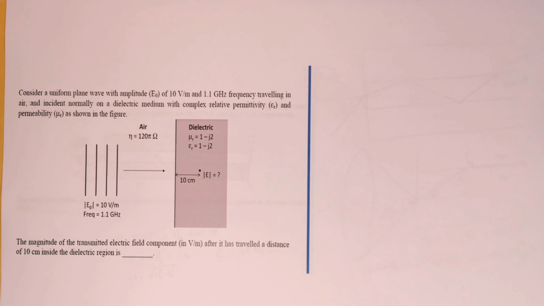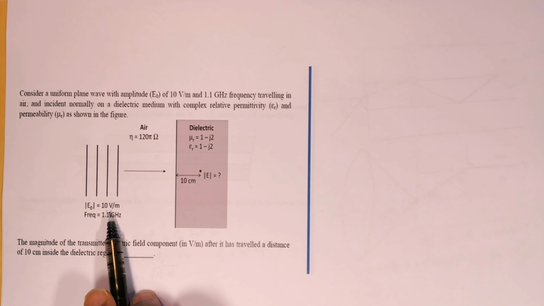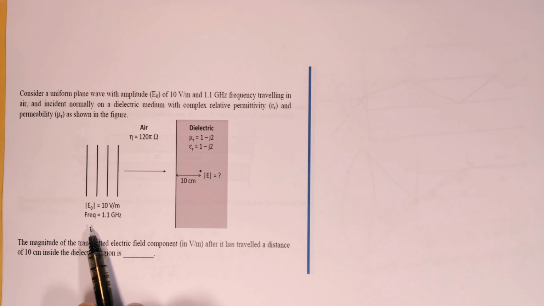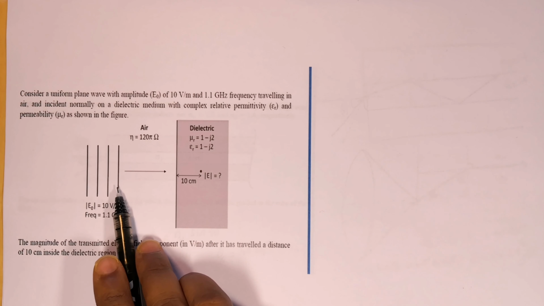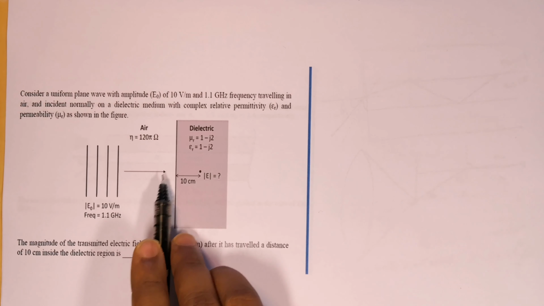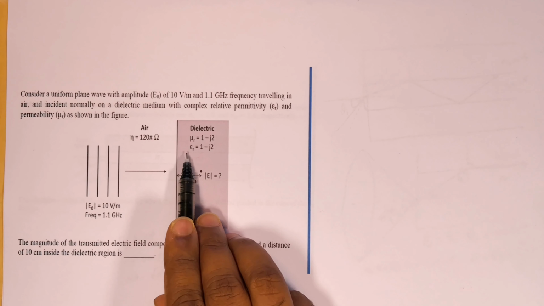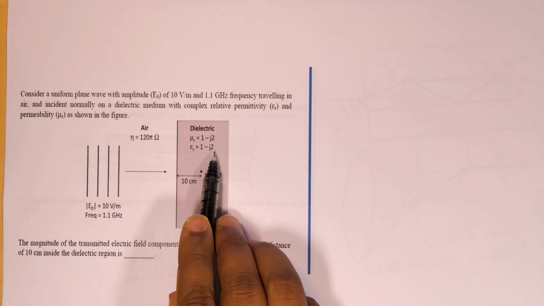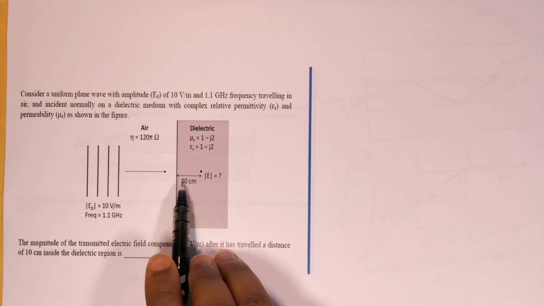So this is the question, and here you can see the schematic of this problem. There is an electric field of 10 volt per meter and frequency 1.1 gigahertz. It's traveling in air, and then it's incident on a dielectric medium with mu r as this and epsilon r as this, which are both the same value, and we have to find the value of E at 10 centimeters inside the dielectric medium.